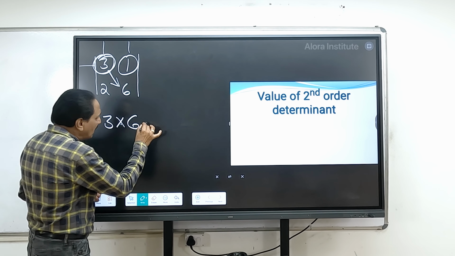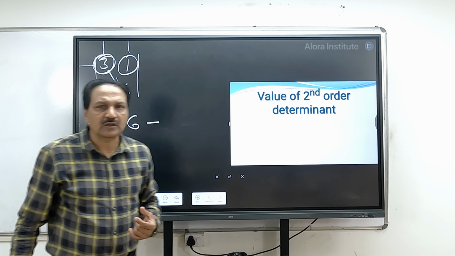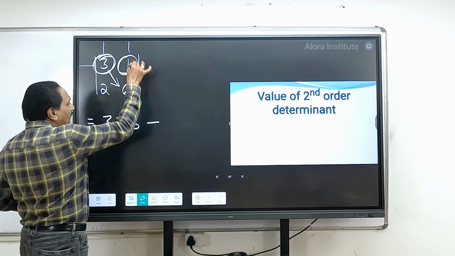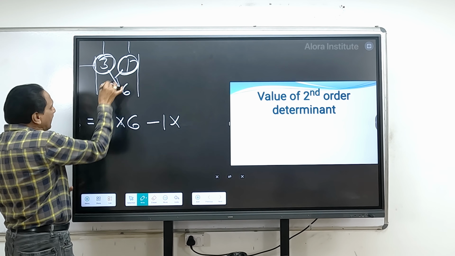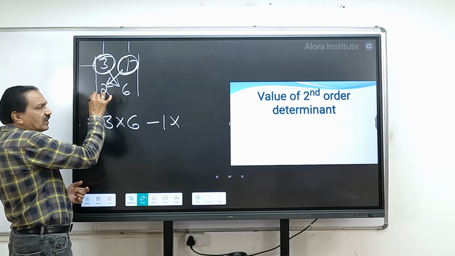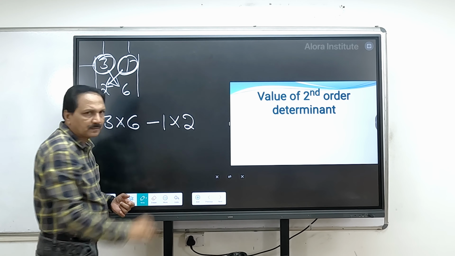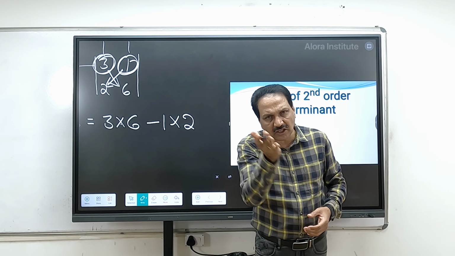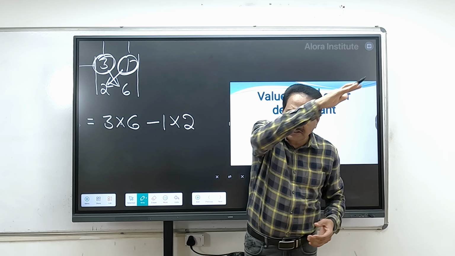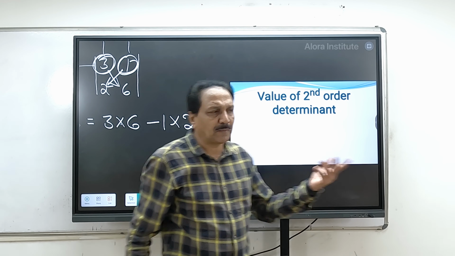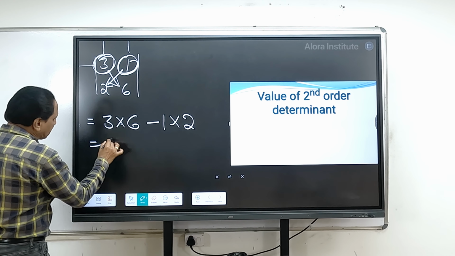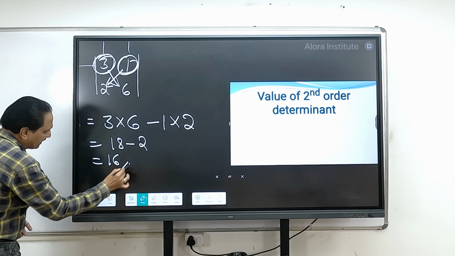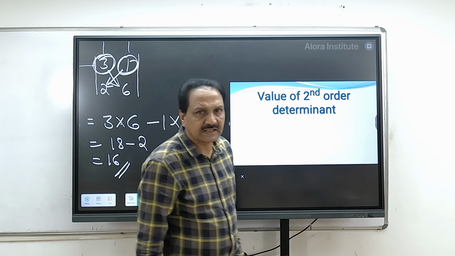As I told you just now, while writing the second term, you have to put the minus sign. Minus the second element, that is the second element of the first row itself, that is 1, multiplied by its diagonally opposite element. What is the diagonally opposite? That's nothing but 2. Is the formula clear? It's very simple. First element into its diagonally opposite element minus second element into its diagonally opposite element. Simplify this, you will get the answer. 3 6s are 18, minus 1 2s are 2, 18 minus 2, that is 16. That's all. Is the idea clear?